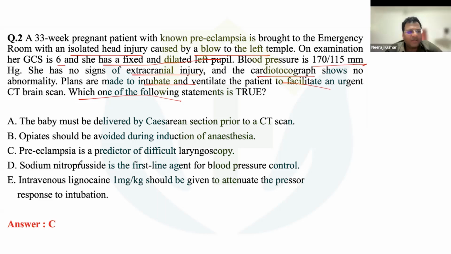I think the answer is already given. Preeclampsia is a predictor of difficult laryngoscopy. The baby must be delivered by C-section prior to CT scan. No, this is not right. Opiates should be avoided, because it will pronounce more fetal distress. Nitroprusside is the first line agent for blood pressure control. Again, it is not right. And intravenous lignocaine should be given to attenuate the pressure response. No, in these situations, no.